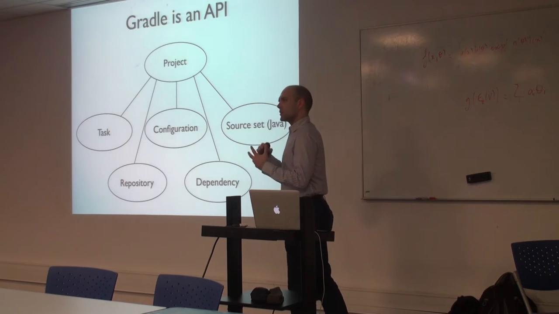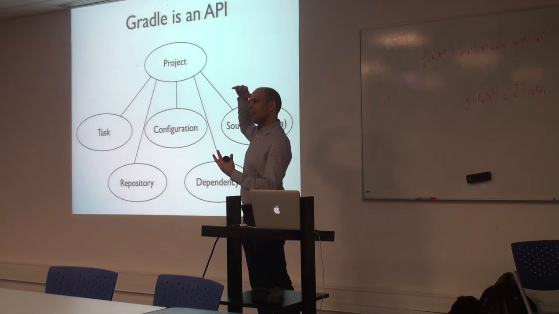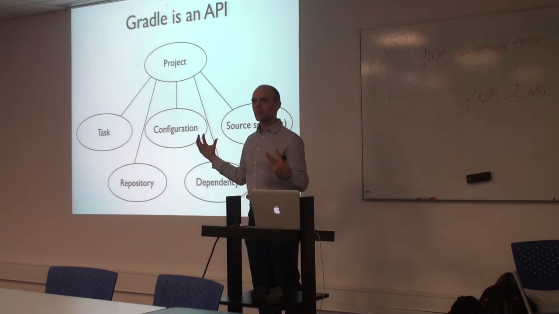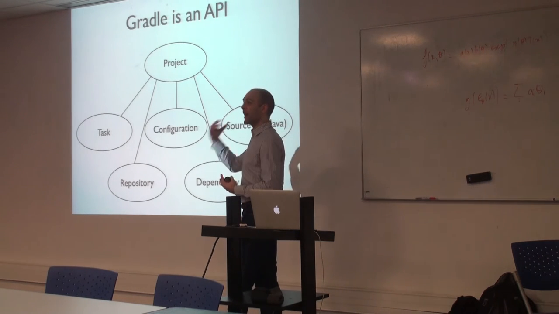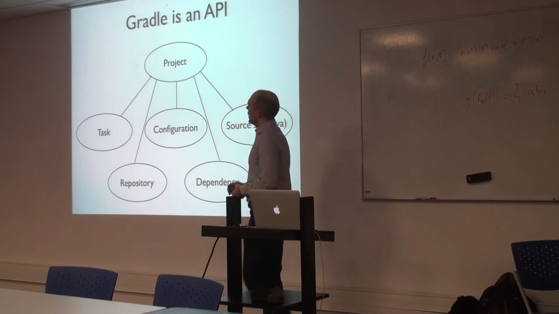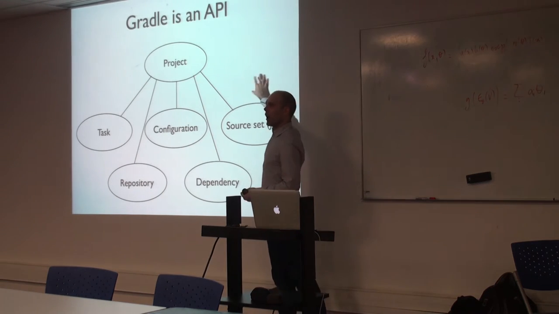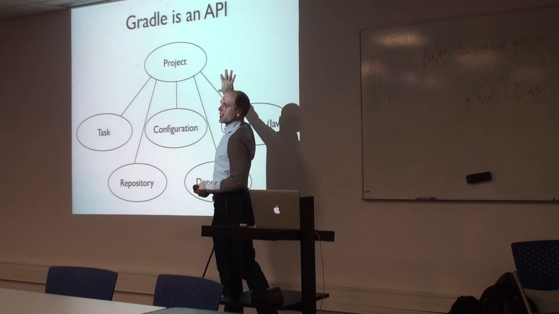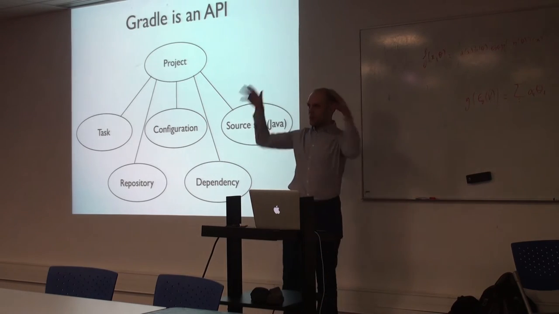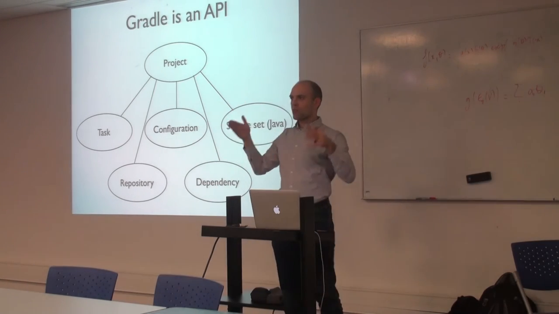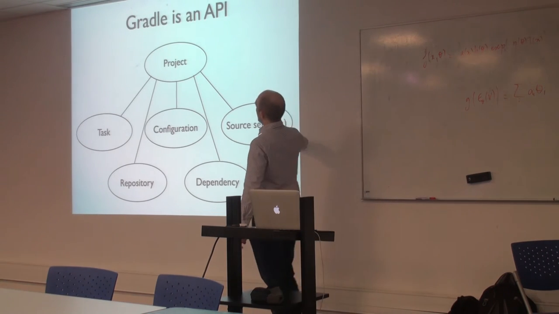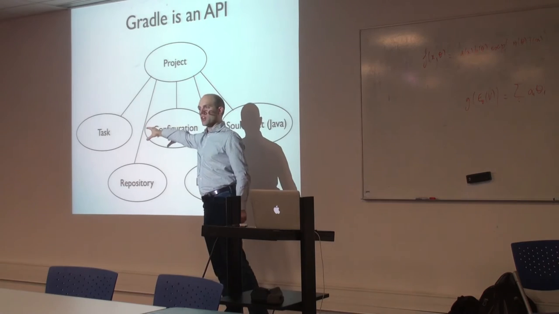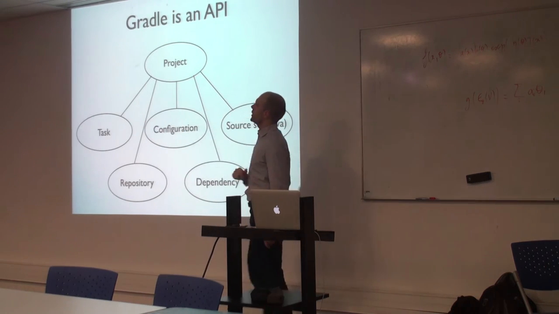Gradle is fairly distinct in that it's actually an API. When you write a build file, you're effectively writing a program against that API. And the most common parts of it are this thing called a project. And this project sits, when you have a build file, that represents the project. The top level object is a project instance. And a project can have tasks. We've talked about tasks in the previous talk.